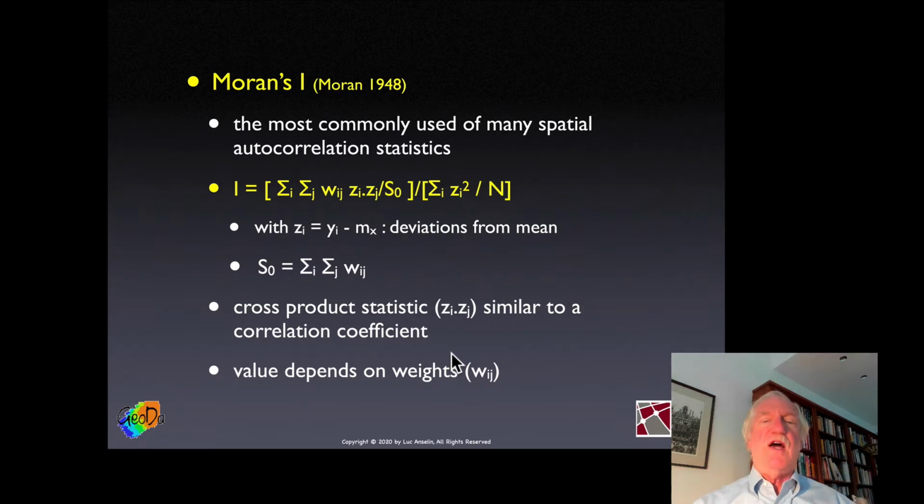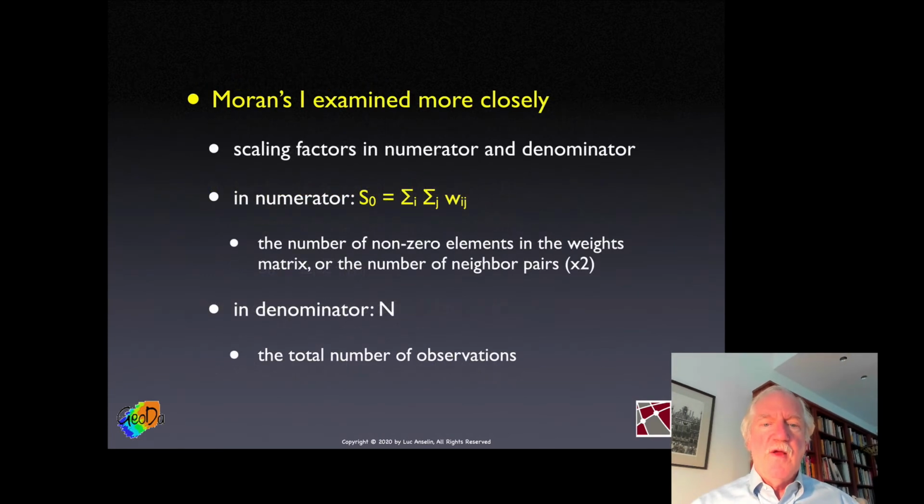So here's Moran's I. We have the numerator with this cross product for the neighbors scaled by something, and the denominator, the variance, basically the sum of square deviations scaled by something. And let's look at these scaling factors a little more closely.